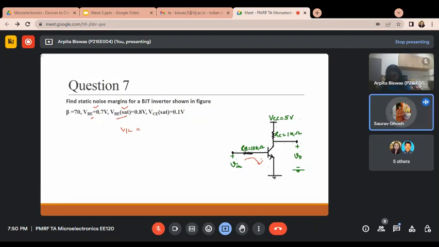Ma'am, the high noise margin, that is NMH, is coming as 3.5 volt. Yes. And what about the noise margin low? Noise margin high is 3.5, and noise margin low is 1.4 minus 0.1, which is 1.3 volts. Noise margin low is 1.3. Good. Yes.